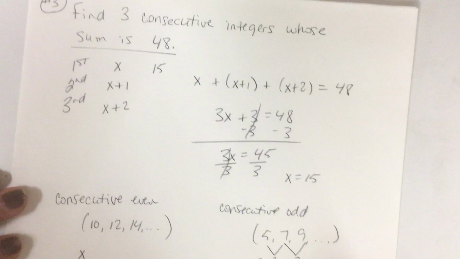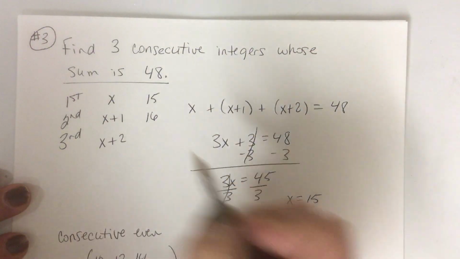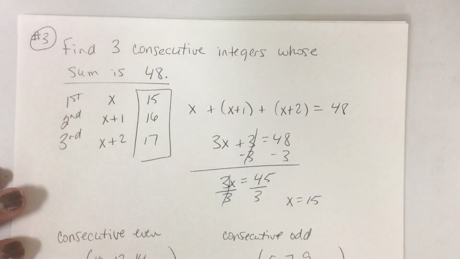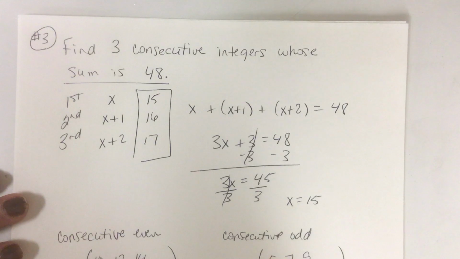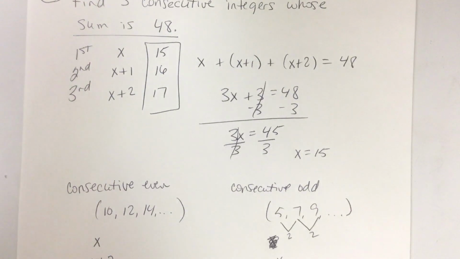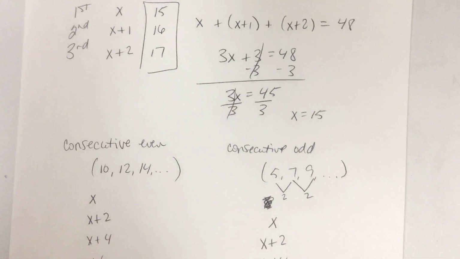So my first number is 15. My next number then would be 16. 15 plus 1 is 16, and 15 plus 2 is 17. My 3 numbers in a row are 15, 16, and 17. So that's how you do these problems. They're easier to set up than some story problems are, so hopefully you get along pretty well with these.